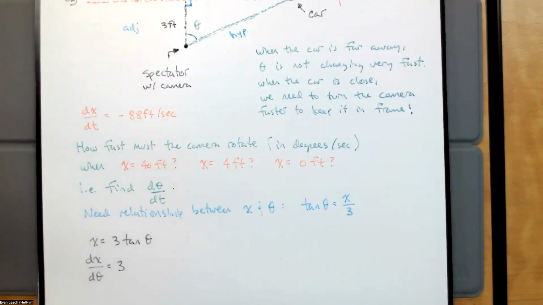I'll do the hard part. There's a 3 as a coefficient. What's the derivative of tangent of theta with respect to theta? Secant squared.